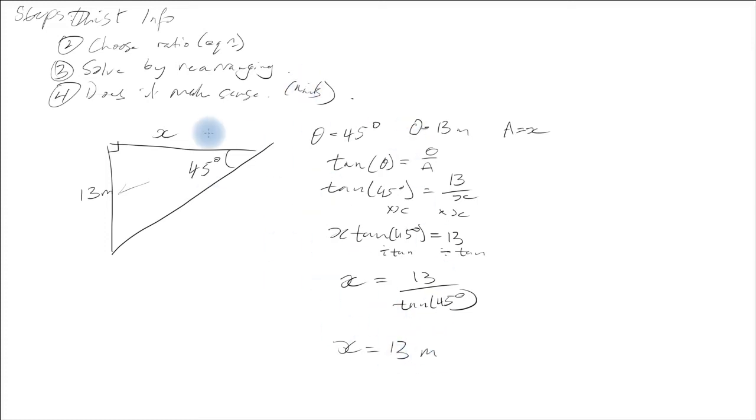Now, part 4, does it make sense? Does it make sense that this is 13, the exact same as this? Well, it's roughly drawn pretty close to right. 45 here is half of 90, and so yes, it does make sense, since this length and that length are the same. So yes, it does make sense. There we go, that's our answer, x equals 13.